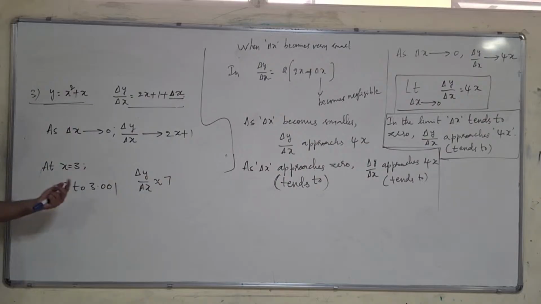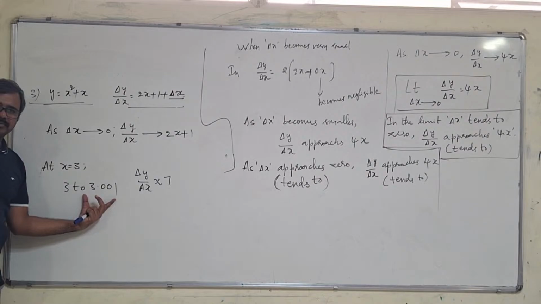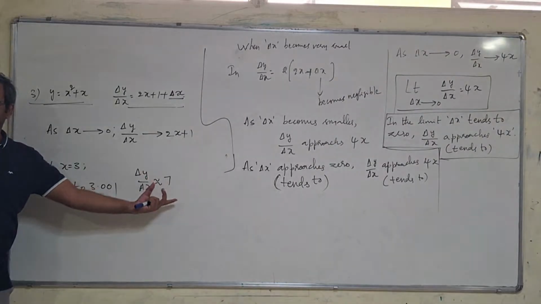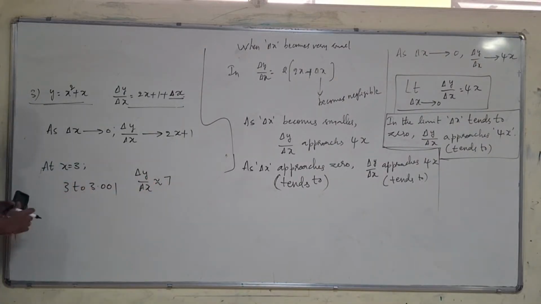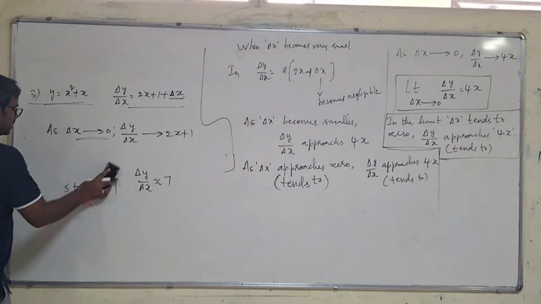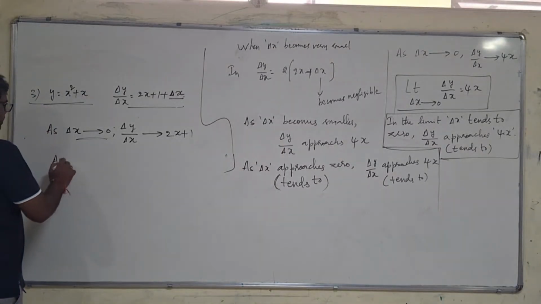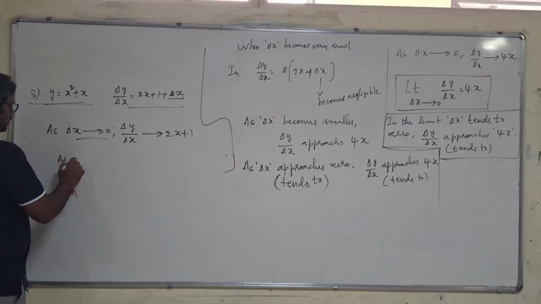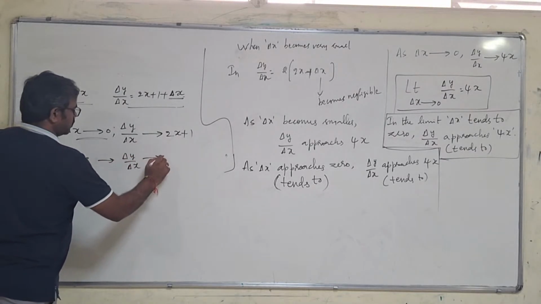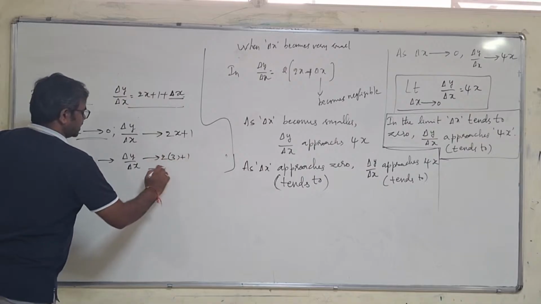Okay. So if you make it even smaller, what happens? It will become very close to 7. So can I say as delta x approaches 0 around x is equal to 3, delta y by delta x approaches 2x plus 1. Okay, so at x is equal to 3, what would you get? Delta y by delta x approaches 2x plus 1, that is 7.